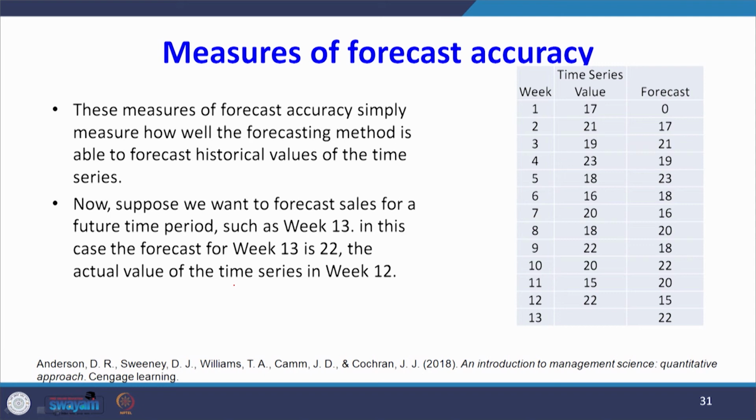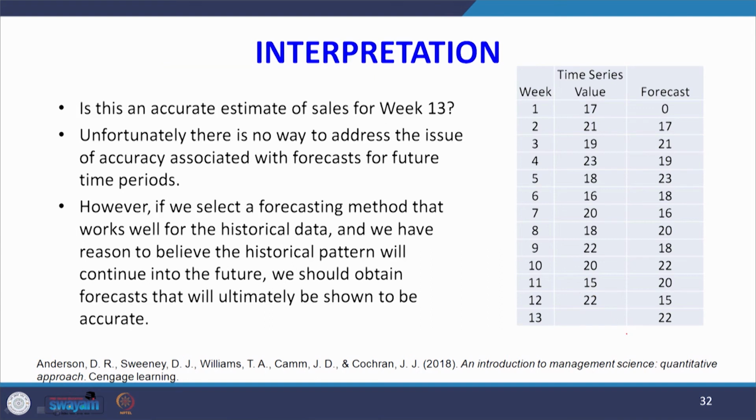Now, suppose you want to forecast sales for a future time period such as week 13, for example, here week 13. In this case, the forecast for week 13 is 22 because we are using the naive method. So, the actual value of the time series in week 12 is 22. Is this an accurate estimate of sales for week 13? Is it correct? Is it accurate? Unfortunately, there is no way to address the issue of accuracy associated with forecasts of future time periods.